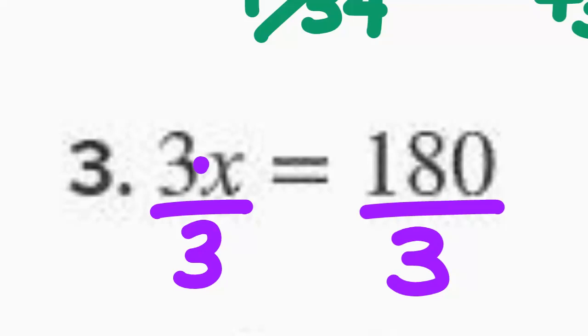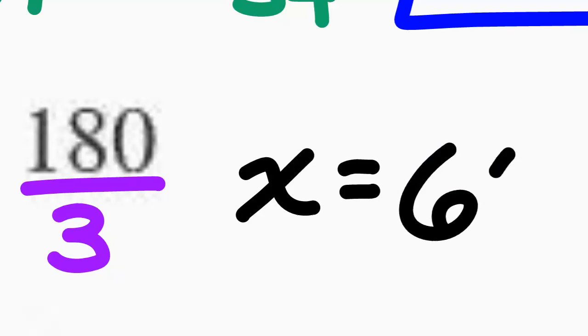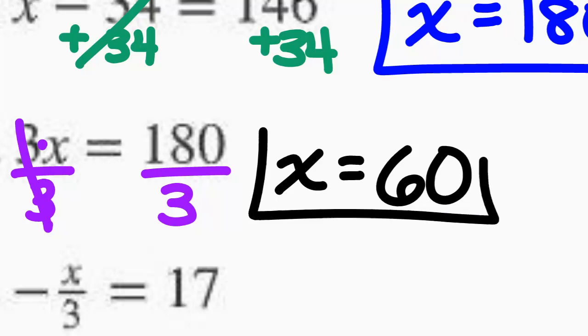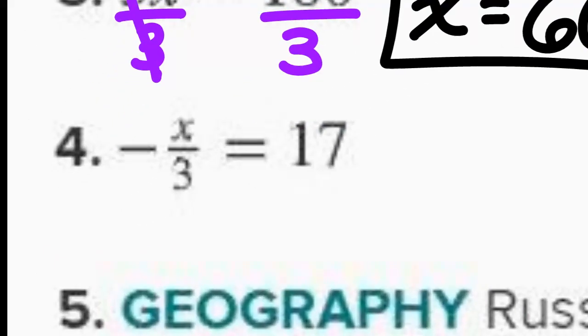What is 3 divided by 3? Sorry, I asked a different question than you guys were expecting. 3 divided by 3 would give me 1, so I'm left with 1x over on the left. 1x is the same as just x. And then 180 divided by 3 tells me the value for x, and that is 60. There we go. So x is equal to 60. Last one in this section, I have negative x over 3.